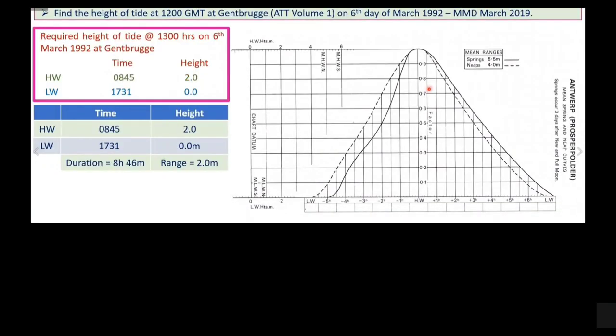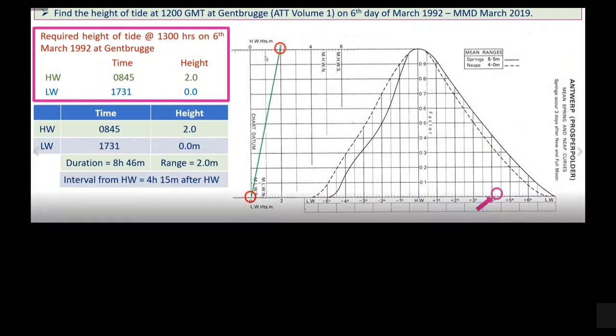इस Antwerp के ग्राफ में हमने बेटा लो वाटर और हाई वाटर को फिलअप किया. ओके, सो वी फिल्ड अप द लो वाटर एंड हाई वाटर हियर. उससे हमें इंटरपोलेशन लाइन मिल गई एंड आवर हाइट रिक्वायर्ड, आवर टाइम रिक्वायर्ड वाज 1300 आवर्स. सो हमने देखा कि हाई वाटर टाइम से ये कितना दूर है. हाई वाटर इज 846. सो इंटरवल फ्रॉम हाई वाटर कम्स आउट टू बी 4 hours 15 minutes.